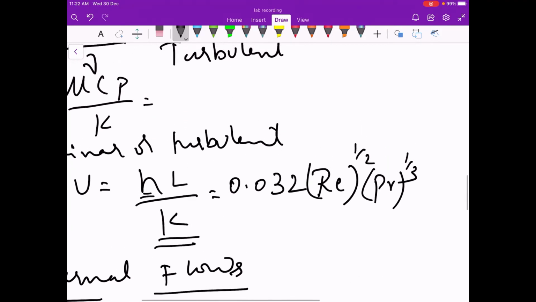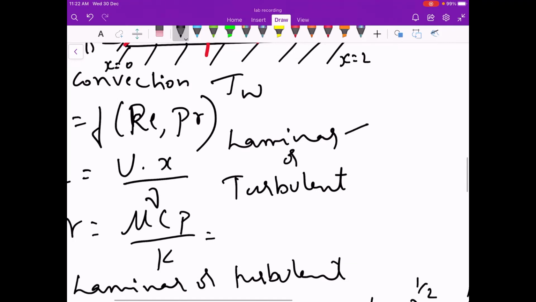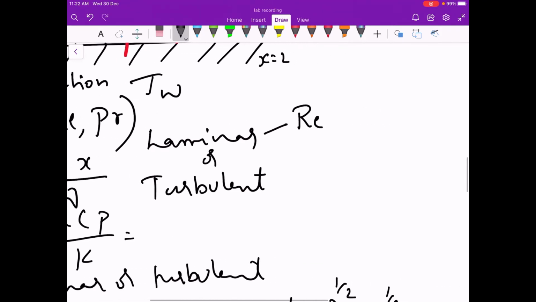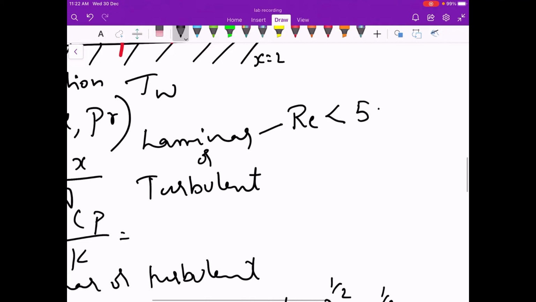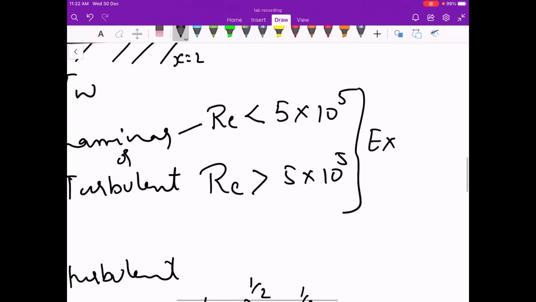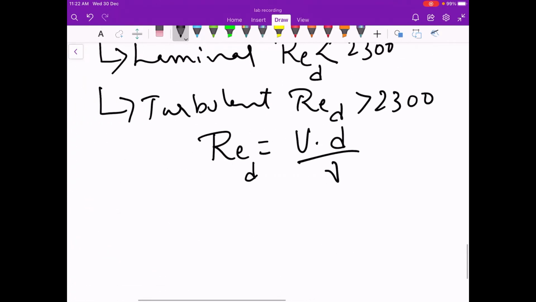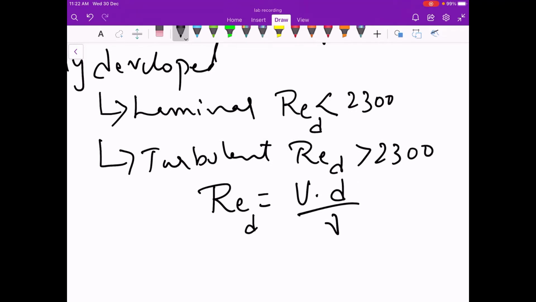By the way, I forgot to give you this for external flows. For external flows, the laminar region is where Re is less than 5 into 10 to the power of 5, and for turbulent it is greater than 5 into 10 to the power of 5. Please note this is for external flows. Understood, guys? For internal flows, if you want to say the flow is laminar, then Re should be less than 2300. If it is the turbulent region, then Re is greater than 2300.